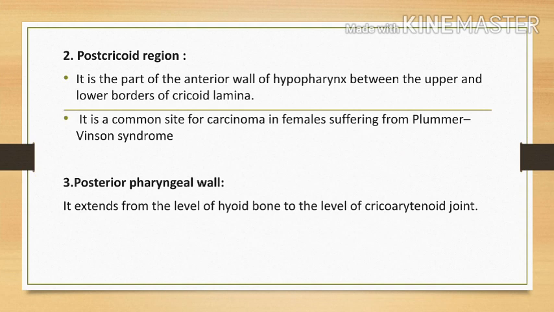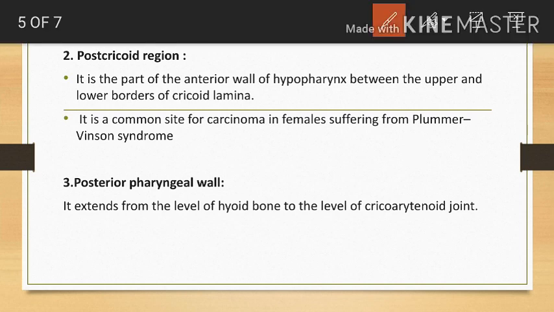Second important region of the hypopharynx is the postcricoid region. This is part of the anterior wall of the hypopharynx, and it is present between the upper and the lower border of the cricoid lamina. It is a common site for carcinoma in females who are suffering from a disease known as Plummer-Vinson syndrome. Hope I'm clear with this.